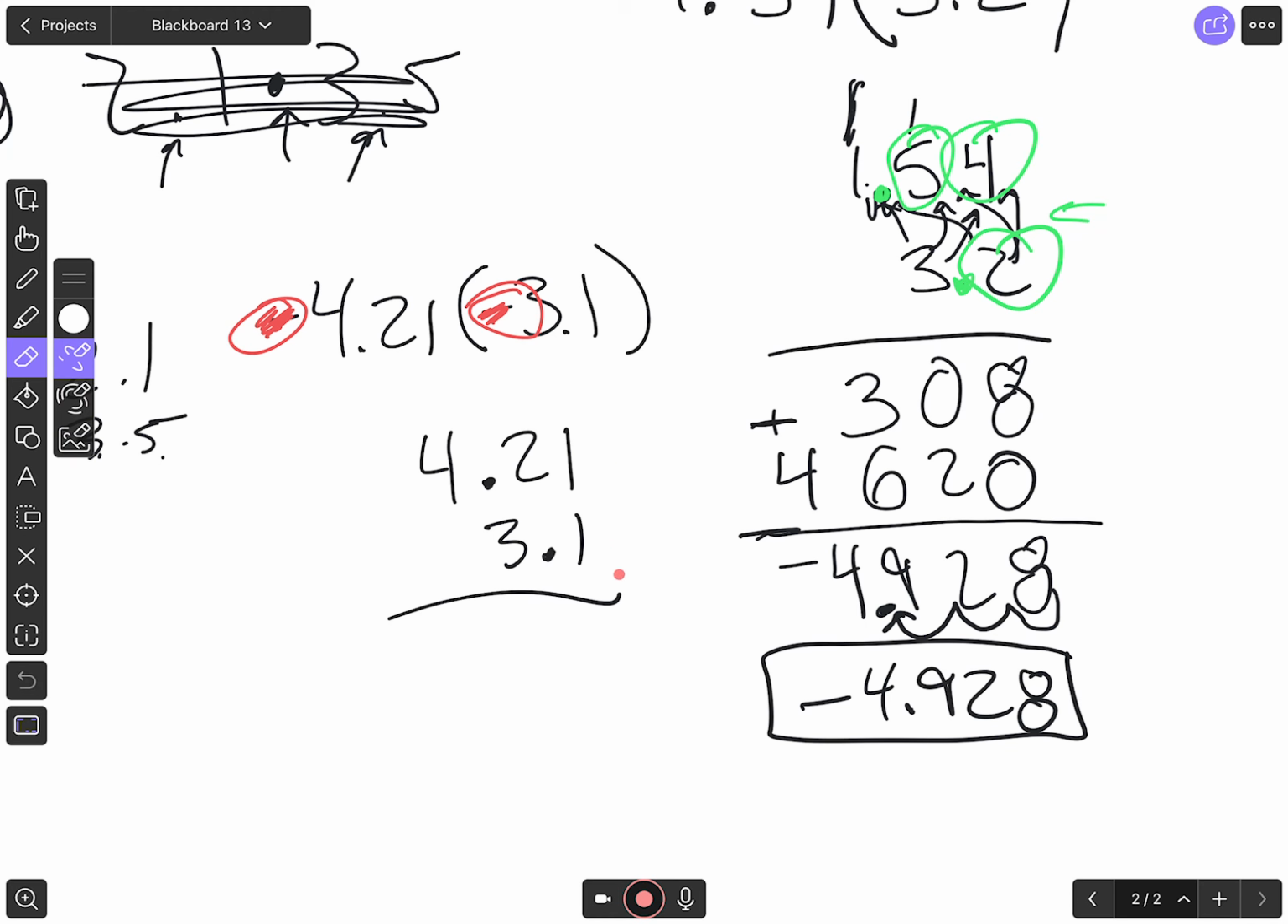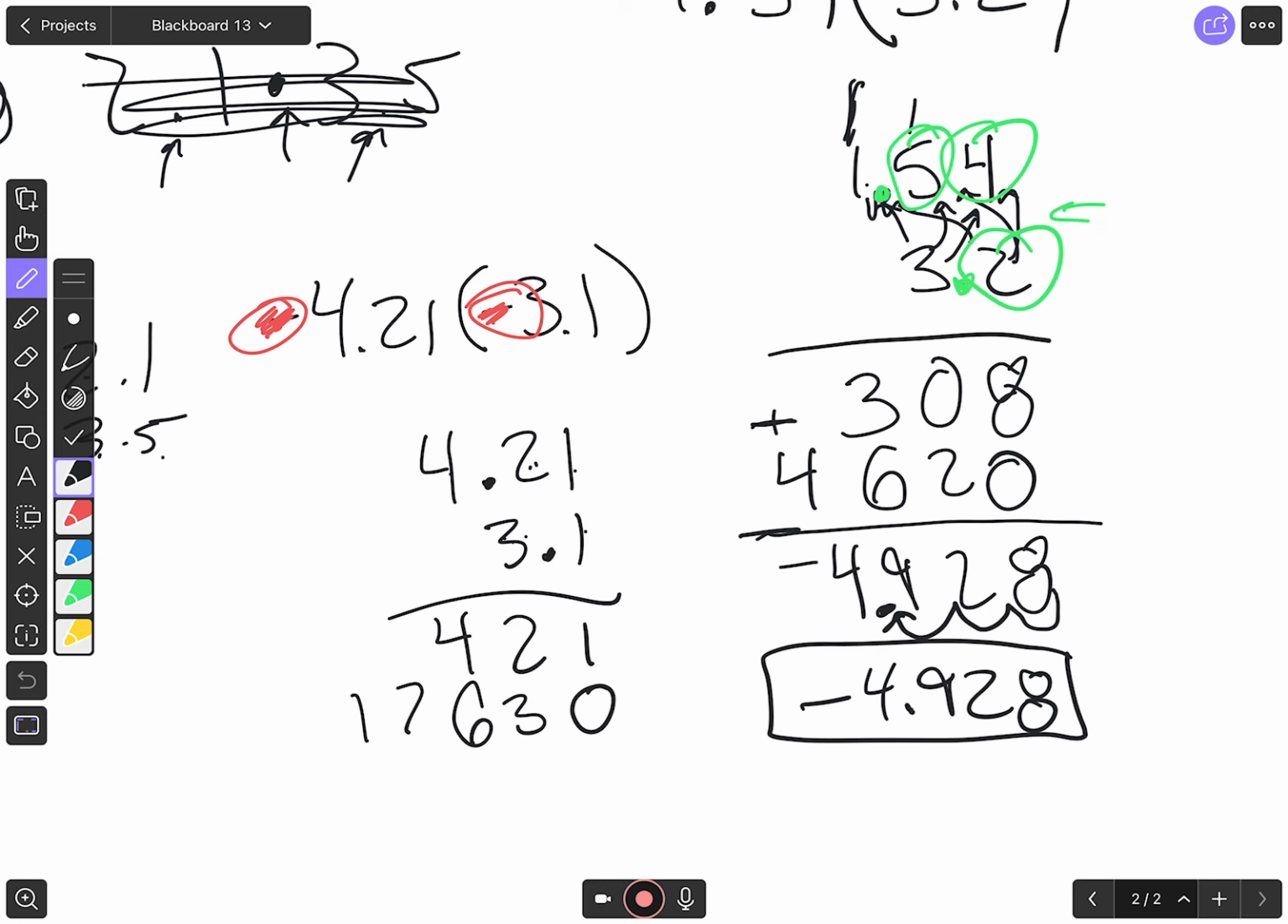All right. Let's go through it. 1 times 1 is 1. 1 times 2 is 2. 1 times 4 is 4. All right. Simple enough. Add the 0 there. 3 times 1 is 3. 3 times 2 is 6. 3 times 4 is 12. Okay. Then I'm going to add these up. 1, 2 plus 3 is 5.